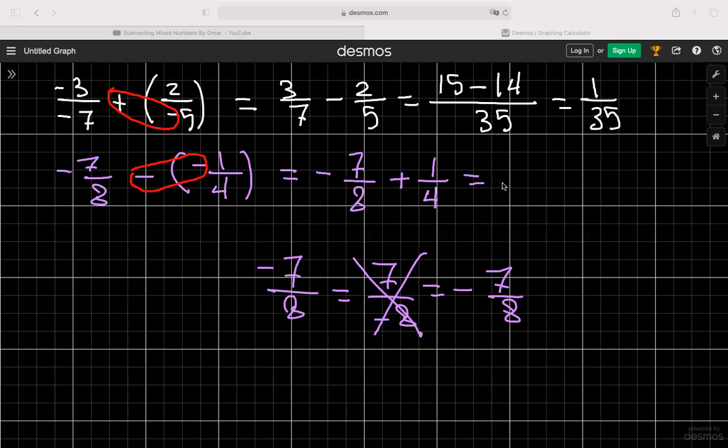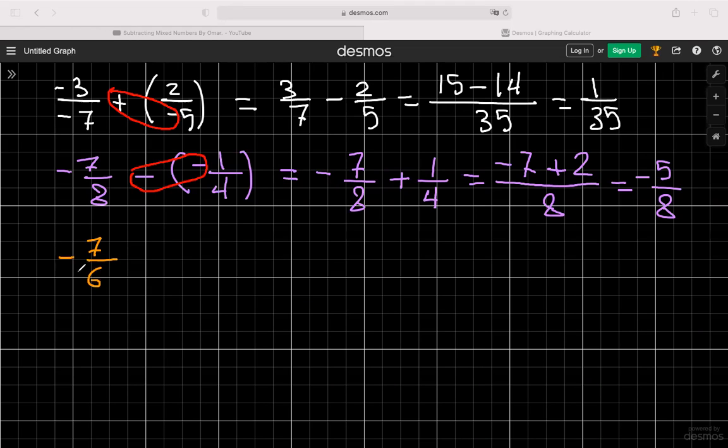So now we're going to do a common denominator. The common denominator is 8. Then we go 8 divided by 8 is 1. 1 is what we multiply into the -7, so we get -7. Plus, we go 8 divided by 4 is 2. 2 is what we multiply to the top. 2 times 1 is 2. And then we get -5 over 8 as a final answer. Next question.